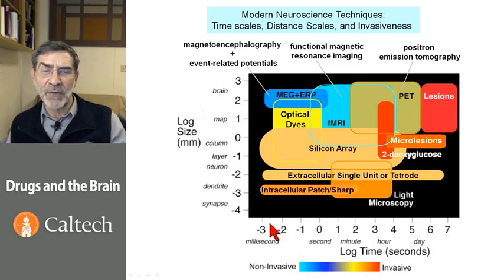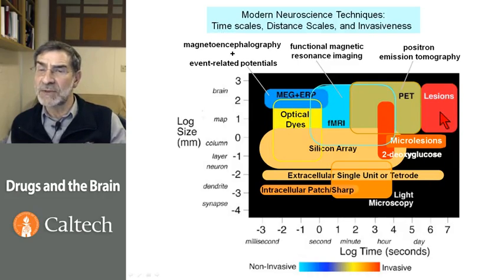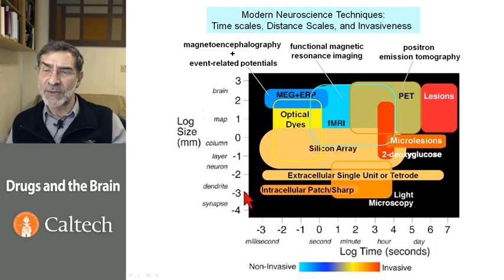So we can go all the way from nearly as fast as a millisecond to many days. In fact, in this case, let's see, 10 to the 7th seconds in a year. So years, lesions are stable. But we don't get very good spatial resolution with these non-invasive techniques that can be applied to whole animals and living people.